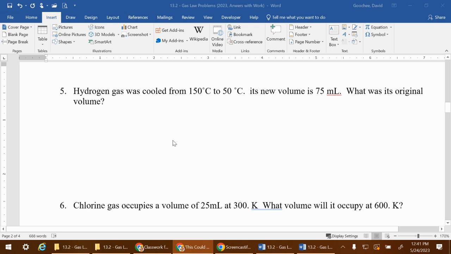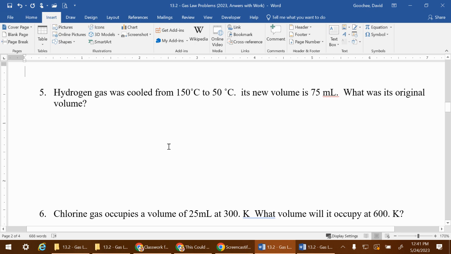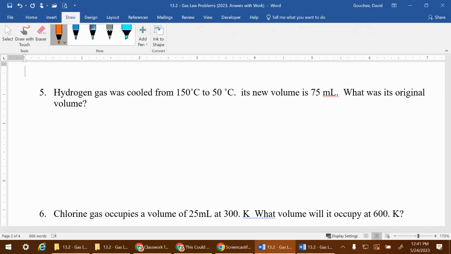All right, guys, I'm now going to help you do problem number 5 from the gas law problems homework. All right, so let's get to it. Now, I read this problem. Hydrogen gas was cooled from 150 degrees Celsius to 50 degrees Celsius. Its new volume is 75 milliliters. What was its original volume?